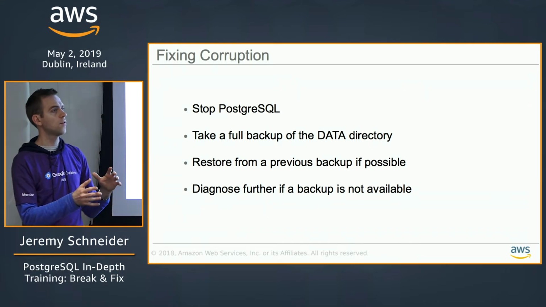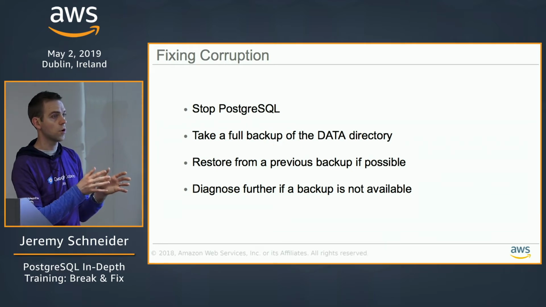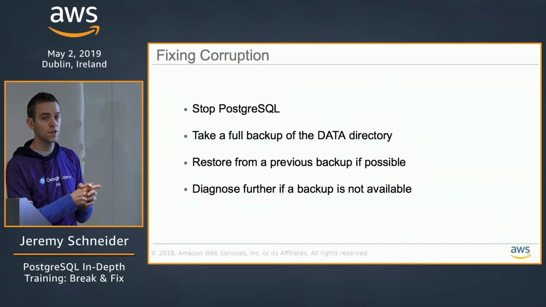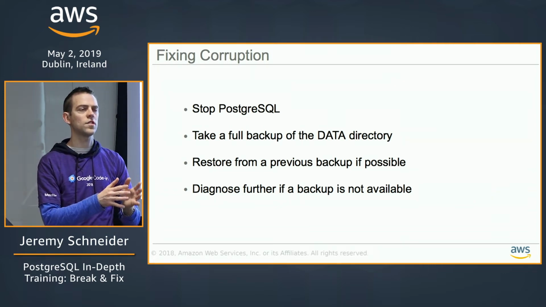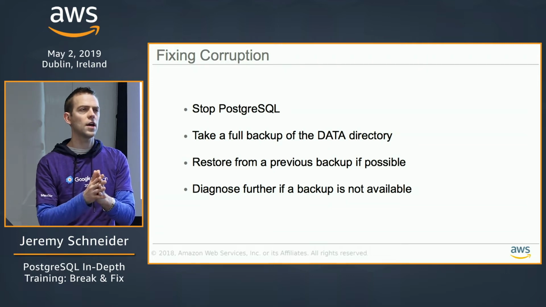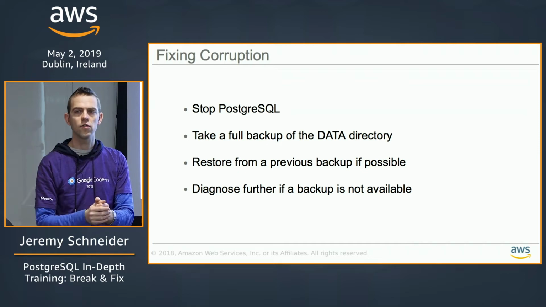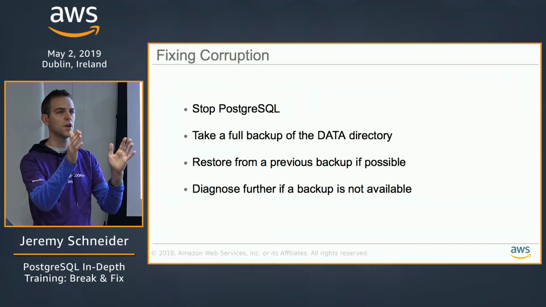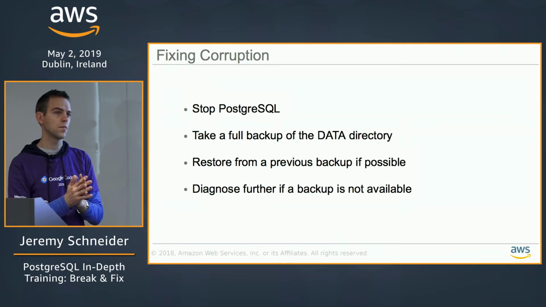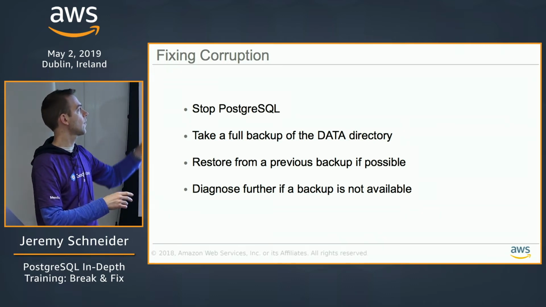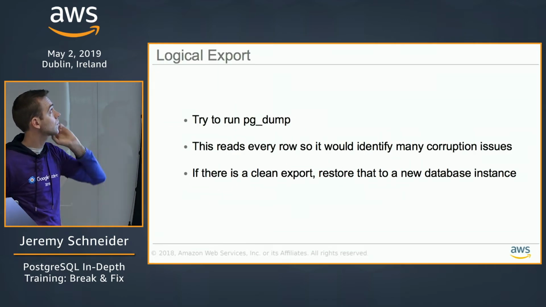And in the context of RDS, and I'll have another slide later that's more RDS specific, the first thing you're going to do is look at what snapshots you have. In RDS, you start clicking buttons and say, let's just spin up restores of this snapshot, do a point-in-time restore, and just see if that works. And then at the bottom there, they have diagnose further if a backup is not available.